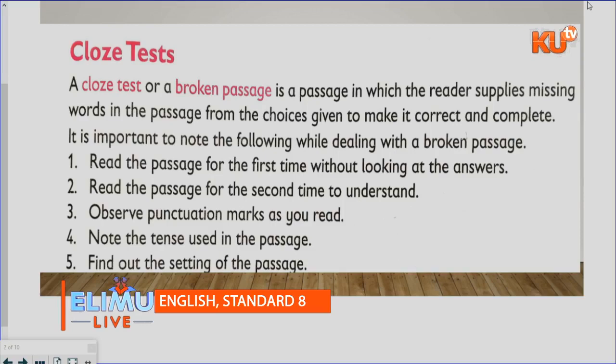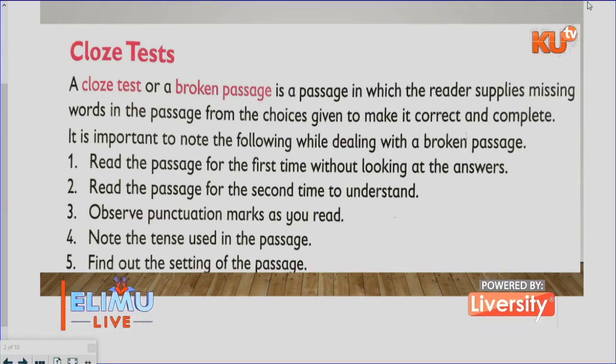Third, observe punctuation marks as you read. You know the punctuation marks? I know that you have gone through the full stop, the comma, the colon, the question mark, the exclamation marks, the speech marks or the quotation marks. All those are important in answering a Cloze Test passage or question.